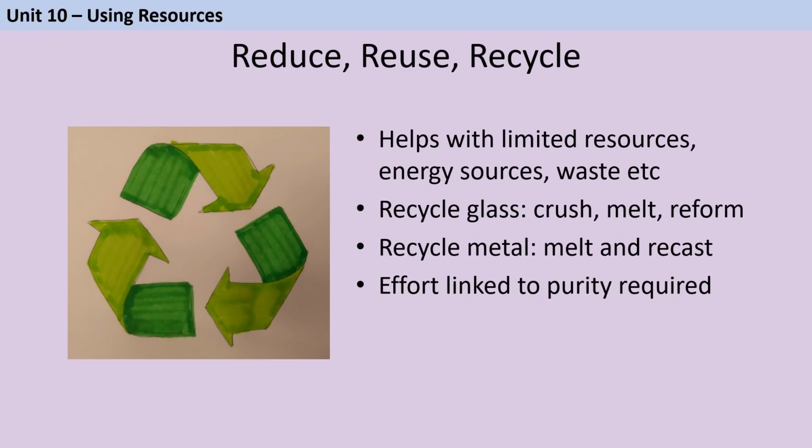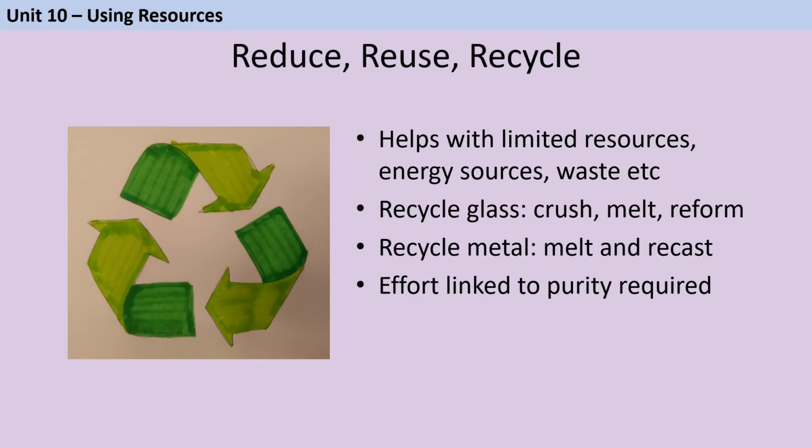Reducing our use of raw materials, reusing manufactured products, and recycling products to make new ones can all help to deal with the growing scarcity of resources, growing concerns about our energy usage, and limited space in landfill. You should be able to describe how glass is recycled by colour sorting, crushing, melting and reforming, and how metal is recycled by melting it and recasting.